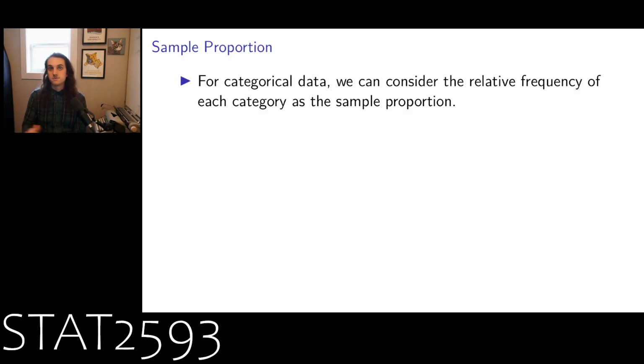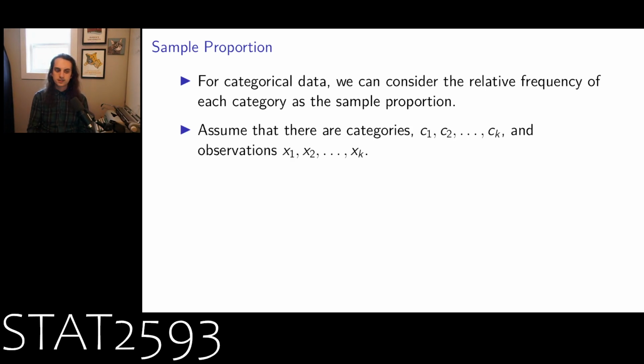With categorical data, none of this is going to work, right? We don't have data that we can add up. We can't consider what the most frequently occurring value is. And so instead, what we want to do is think about the relative frequencies of each of the categories. And what we use for this is called the sample proportion.